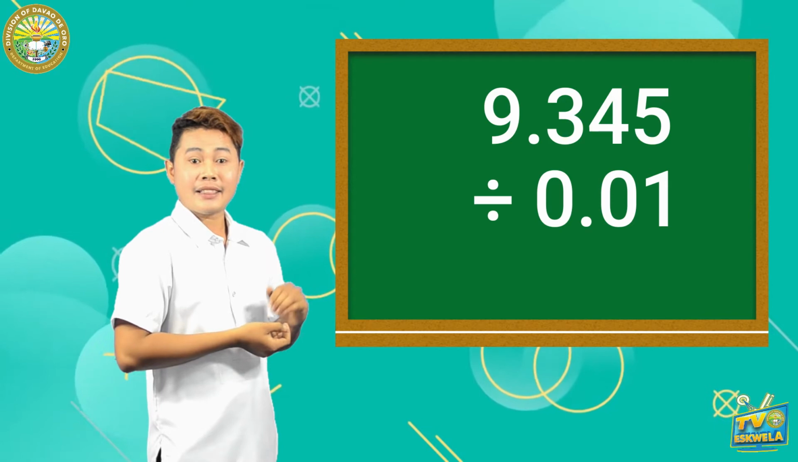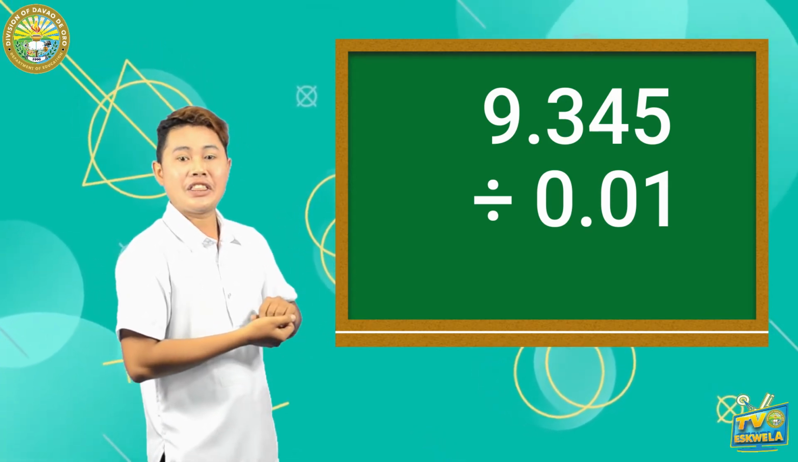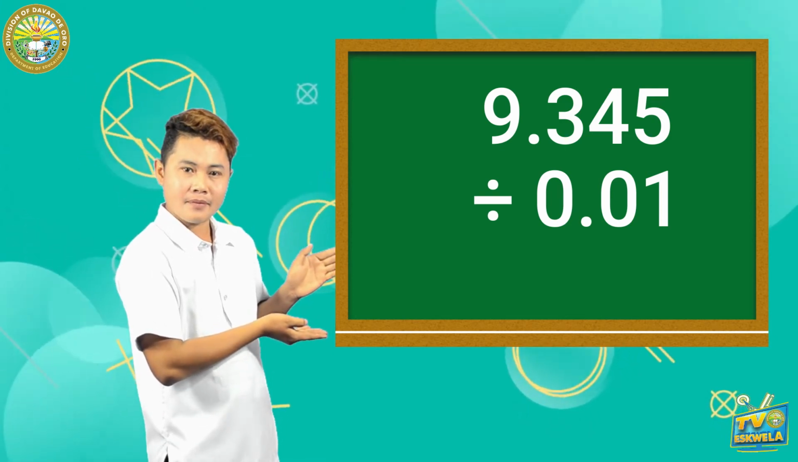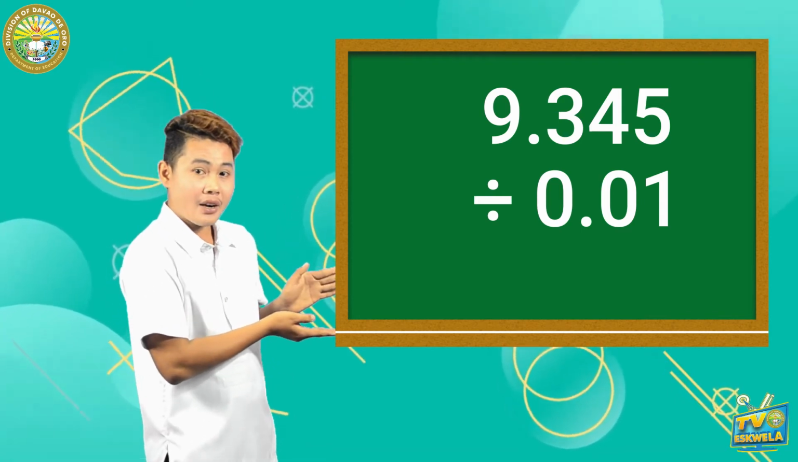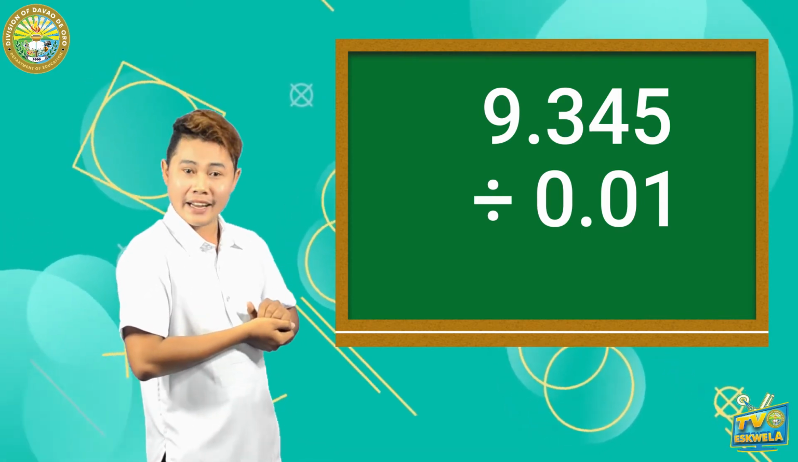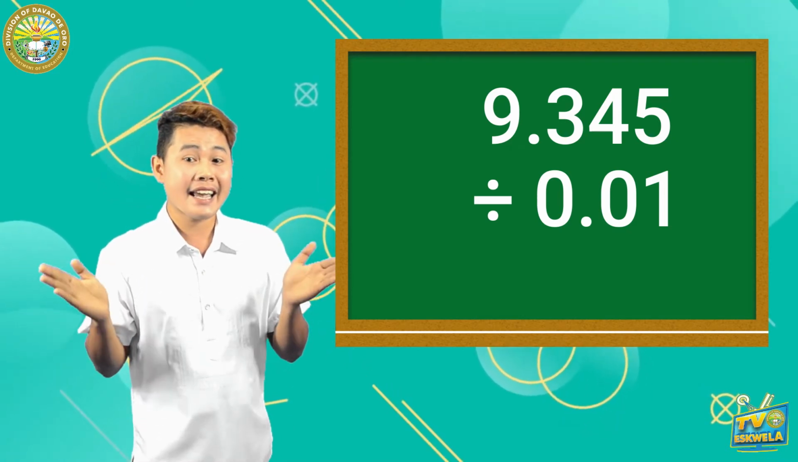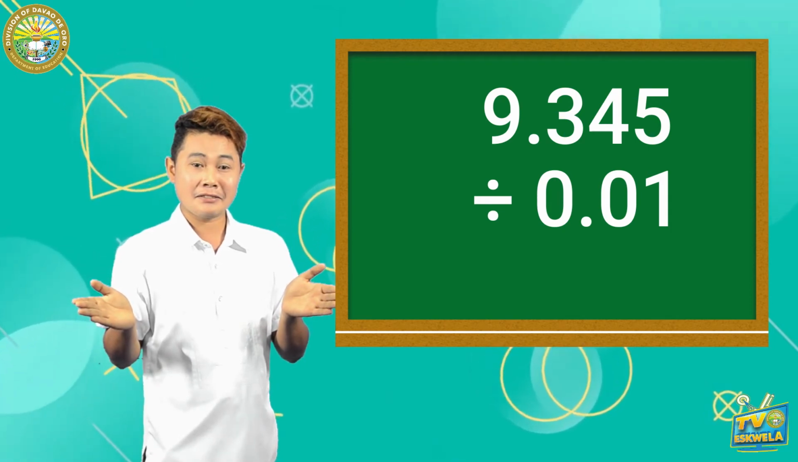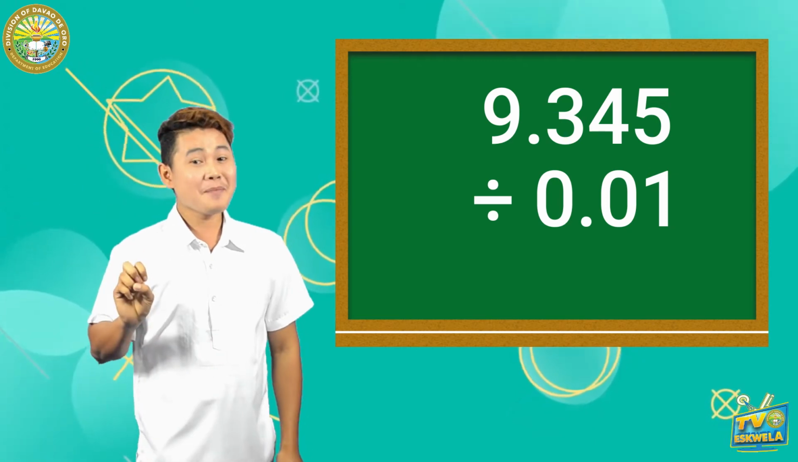How about this one? 9 and 345 thousandths divided by 1/100ths. Let us look at our divisor, 1/100ths. How many decimal places in this number? Very good. We have 2 decimal places.